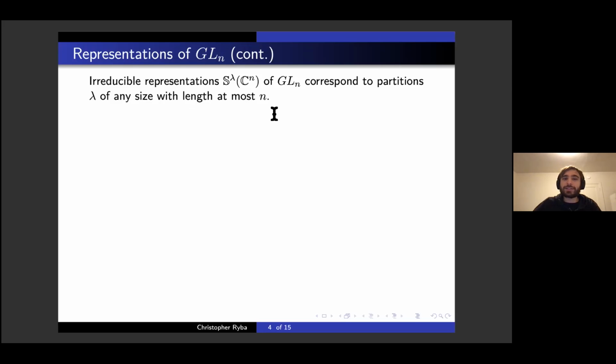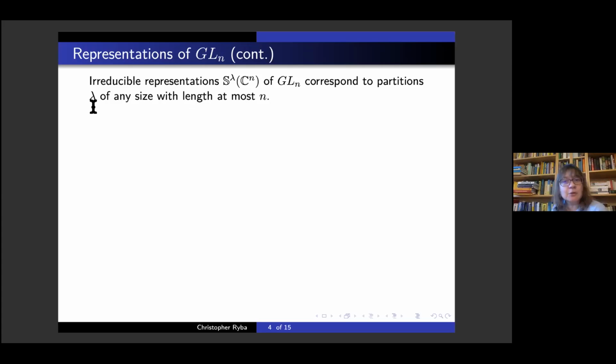Some people may notice that this is not strictly correct, that I'm talking about polynomial representations rather than algebraic representations, but the difference is very minor. So we don't really lose anything by considering just things indexed by partitions.